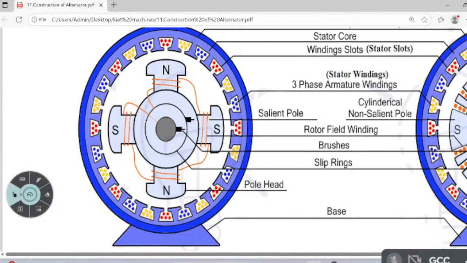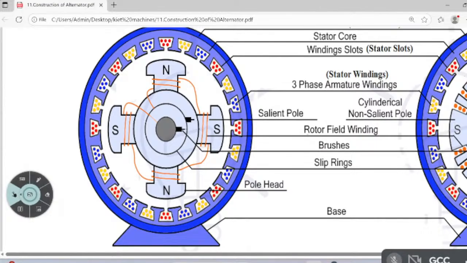Here the field is in the rotor. Where is the field? The field is in the rotor here. So this is the rotor, and in this rotor I am using the field. This is the field. Clockwise north, south, anti-clockwise south, clockwise, anti-clockwise.